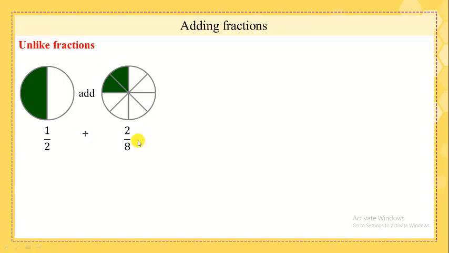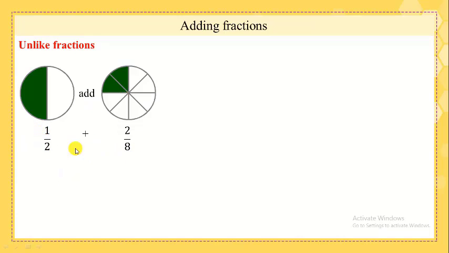Now, what happens if you want to add unlike fractions? This might be confusing at first, but you can get better with practice. Let's try adding 1 over 2 to 2 over 8. The two denominators are different, so we can't add the numerators yet. We need to change them so that they have the same denominator.